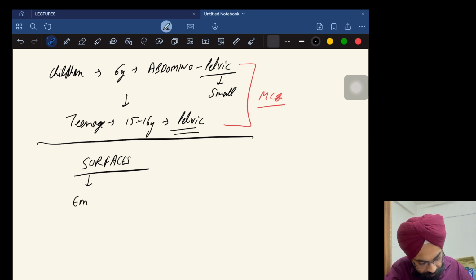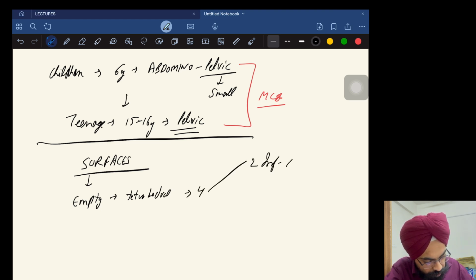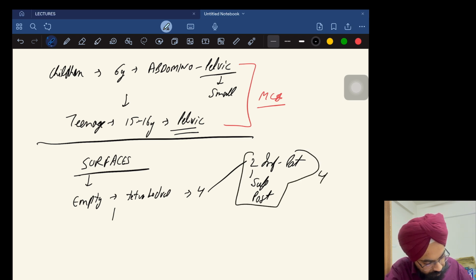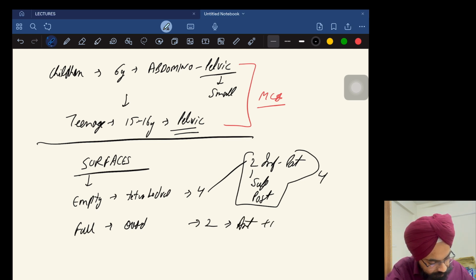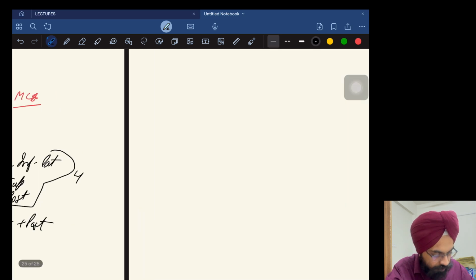So when the bladder is empty and tetrahedral, it comprises 4 surfaces: 2 inferolateral, 1 superior, 1 posterior. So these are your 4 surfaces, and when the bladder is full, it is ovoid and it comprises 2 surfaces, anterior and posterior. Let us have a look.